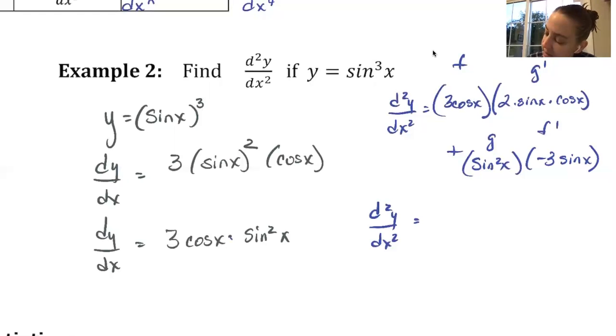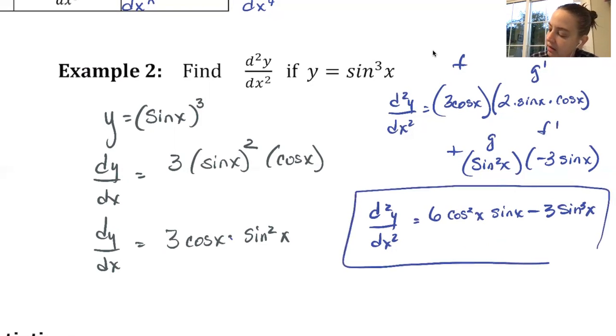Oh, when I multiply 3 times 2 gives me 6. I've got 2 cosines, so cosine squared of x, sine of x, minus 3, I can put it up here, 3 sine squared and sine is sine cubed of x. And that, folks, is the second derivative. There you go. So all those rules that we had before, anything that's listed on your golden ticket still applies. So keep working on those.